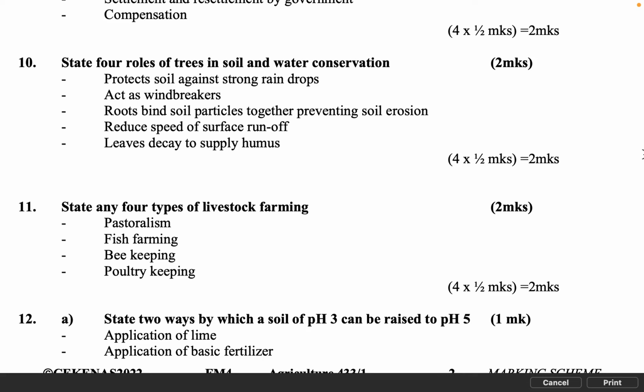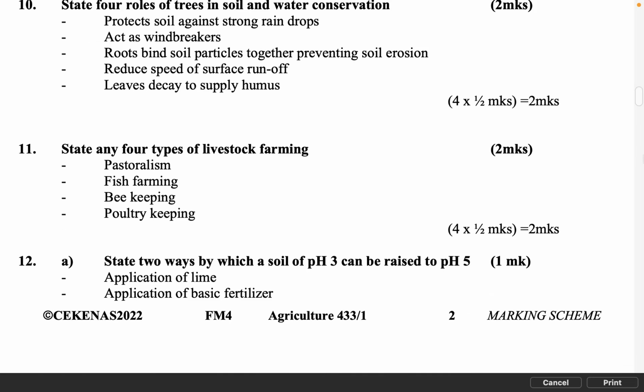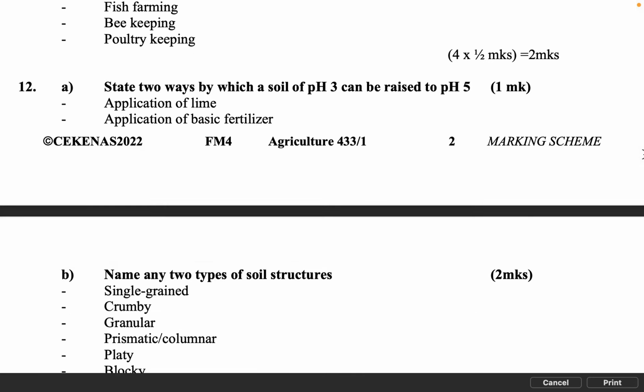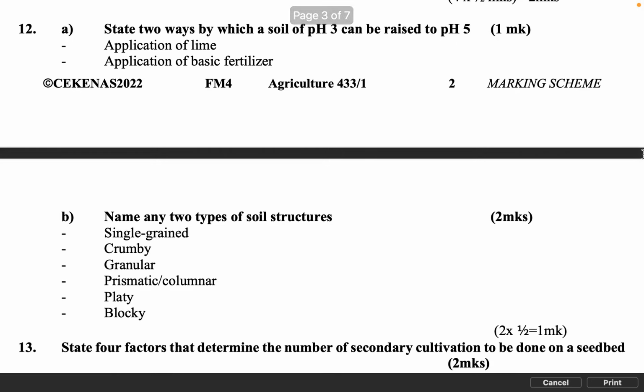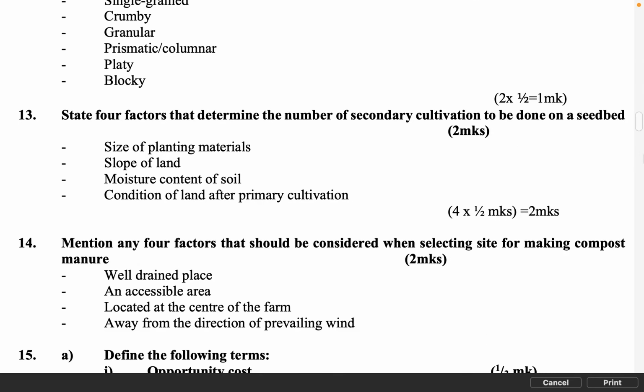12. A. State 2 ways by which a soil of pH 3 can be raised to pH 5. 1 MK. Application of lime. Application of basic fertilizer. B. Name any 2 types of soil structures. 2 MKS. Single-grained. Crumb. Granular. Prismatic. Columnar. Platy. Blocky. 2 by 1/2 equals 1 MK.